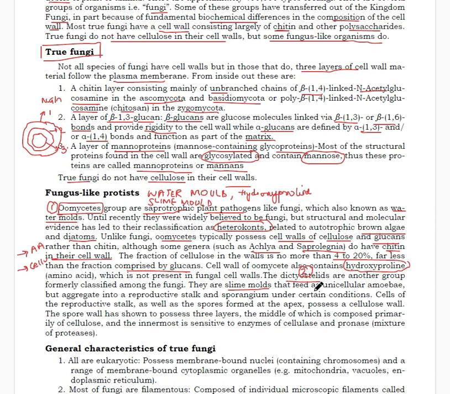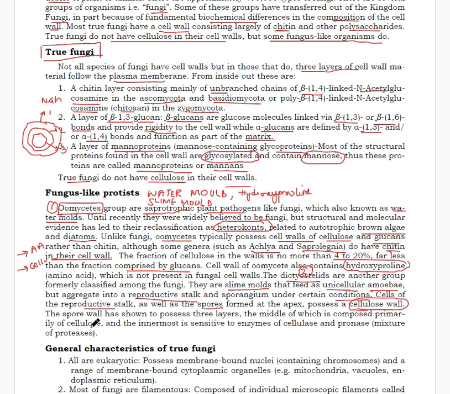And what about dictyostelids? These slime molds feed on unicellular amoebae. They aggregate into a reproductive stalk and sporangium under certain conditions, like when the condition is adverse in nature. They form a stalk and the sporangium to kind of hibernate. The cells of this reproductive stalk, as well as the spores formed at the apex, possess a cell wall. So even dictyostelids have a cellulose cell wall.